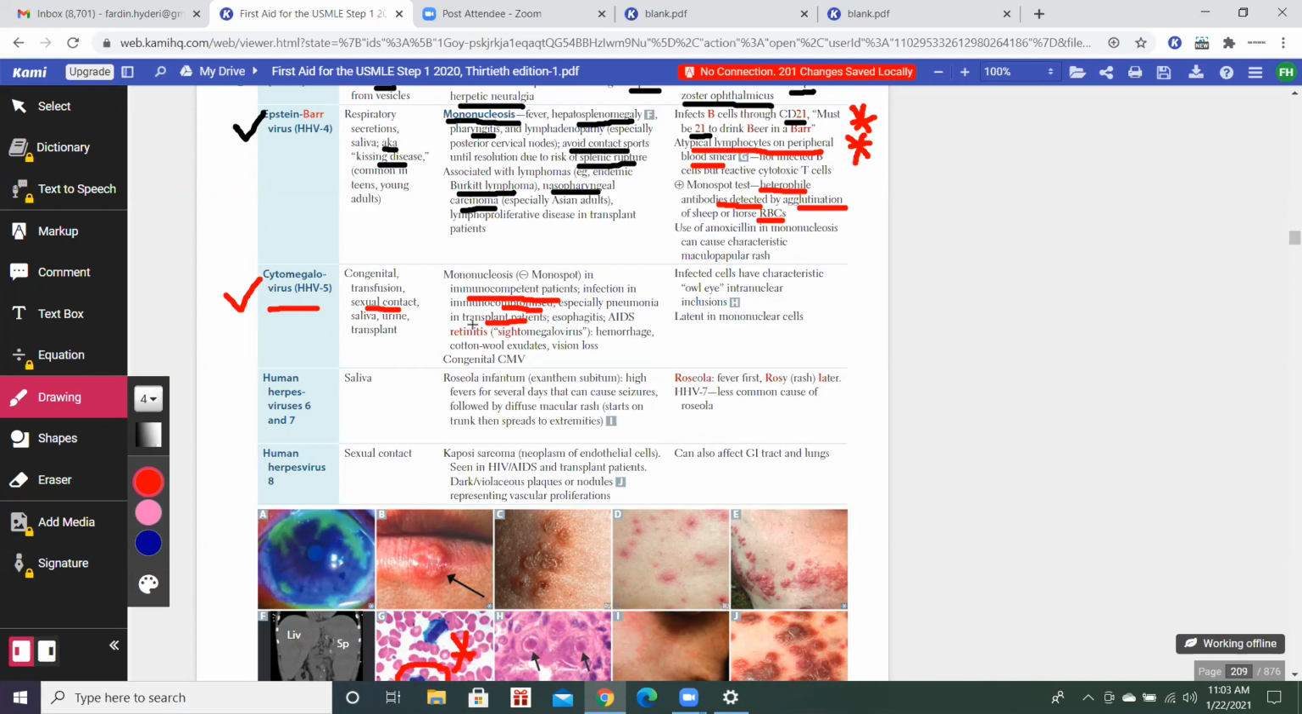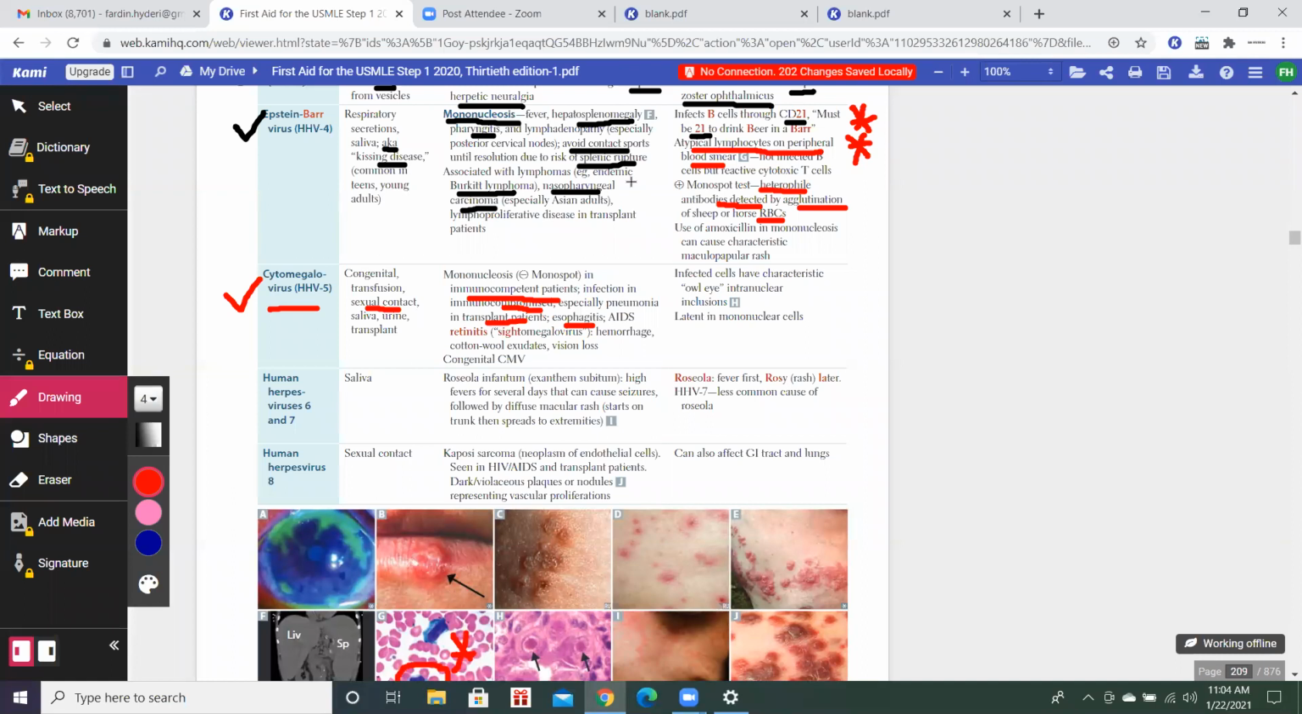So CMV pneumonia is very common. CMV pneumonitis is very common in AIDS patients. Esophagitis is very common. CMV esophagitis, okay, will it cause a linear lesion or a transverse lesion in the esophagus?